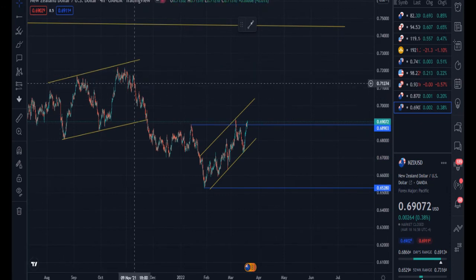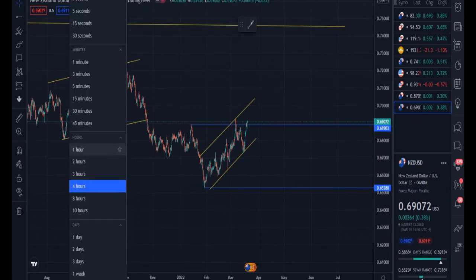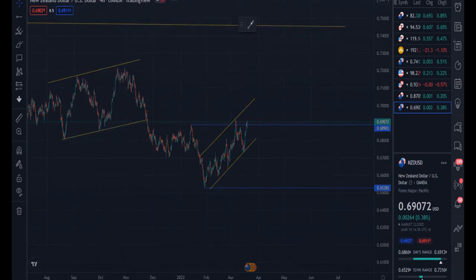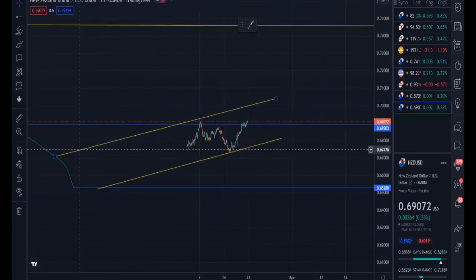Okay. So now if I just drop down to the 1 hour, just for refinement. Okay. I drop down to the 1 hour just for refinement.